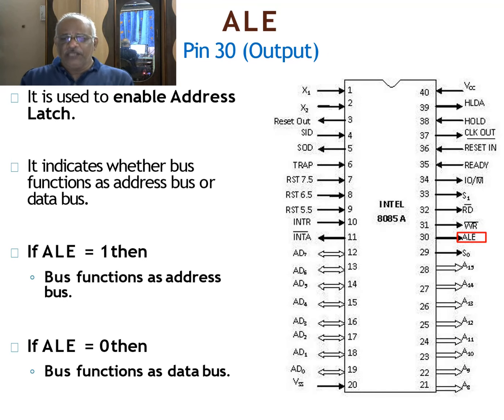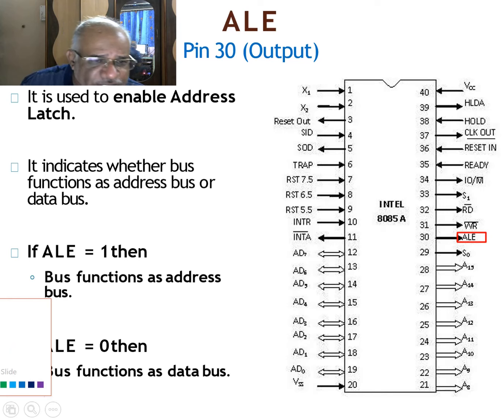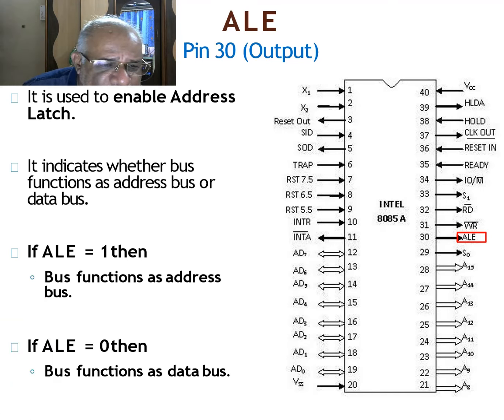Okay, now we will shift our attention to pin number 30. Let me select the highlighter first. I have selected the highlighter, and we are discussing this pin, ALE, pin number 30. ALE is an abbreviation or the short form of address latch enable. So it indicates whether the bus functions as address bus or data bus. I will try to explain this in a detailed manner.